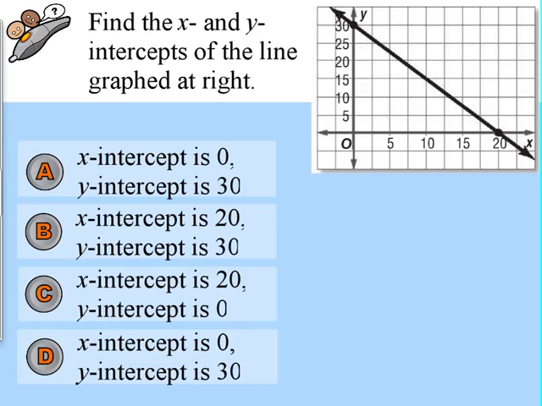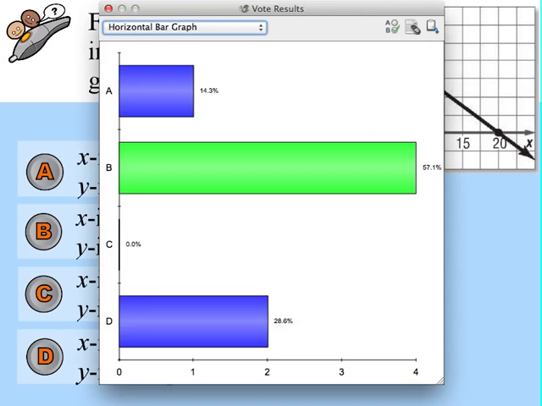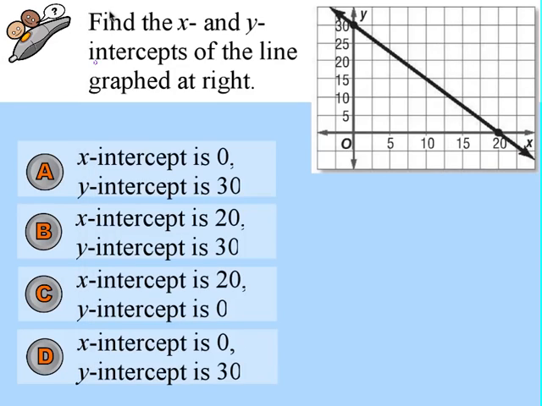So let's see what you got. Okay, the answer is B. Now why is the answer B? Because the x-intercept is 20. That's where it intersects the x-axis. We're looking at this point right here. The y-intercept is 30, right here. So this is just looking at the graph and identifying what the points are.